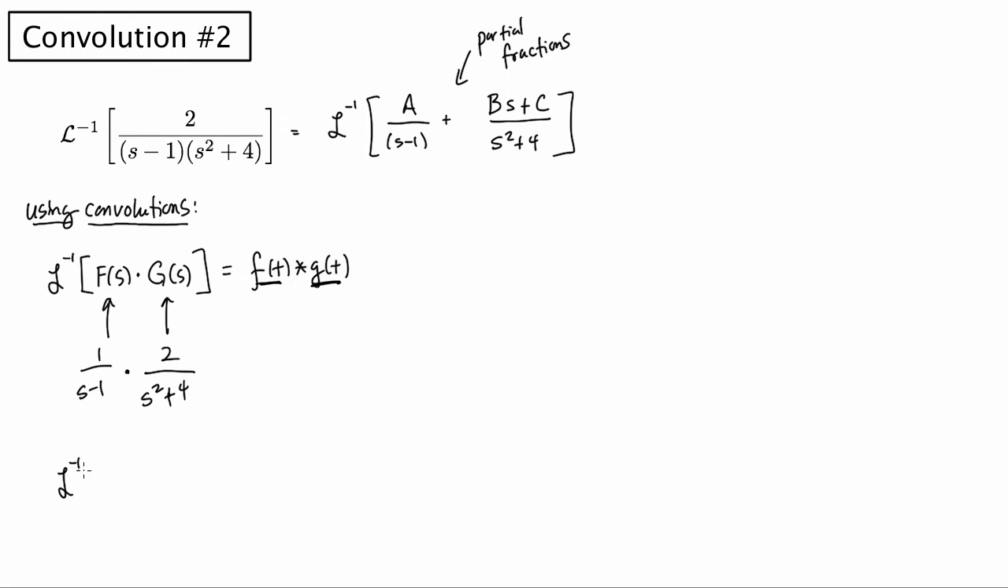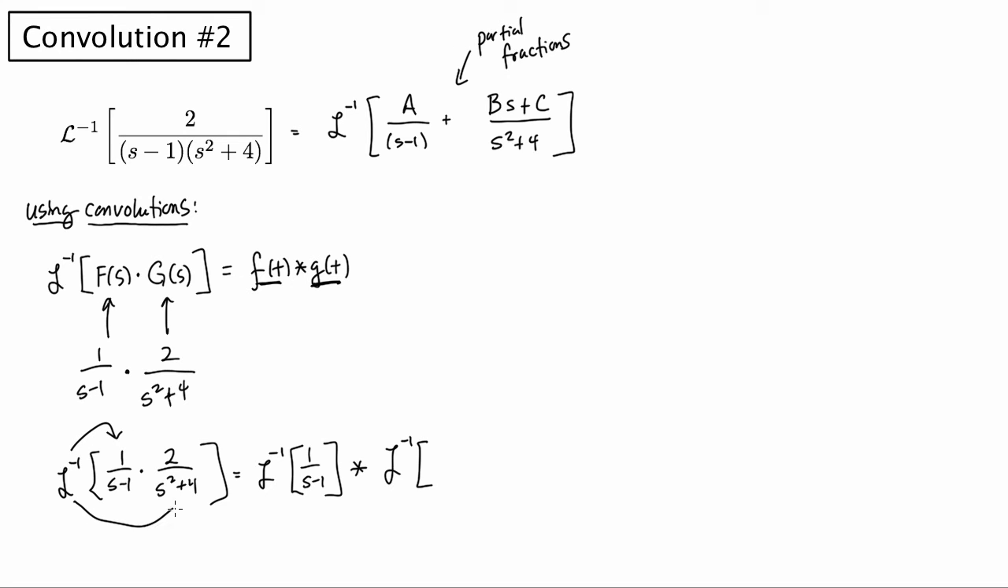So the inverse transform of 1 over s minus 1 times 2 over s squared plus 4 I can express as being the inverse transform of each piece, convolved instead of multiplied. So in other words, this distributes across convolution, not across multiplication. And so this would be 2 over s squared plus 4.